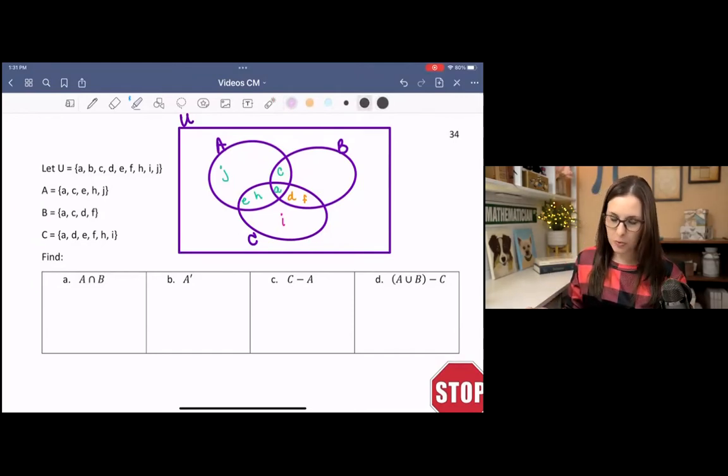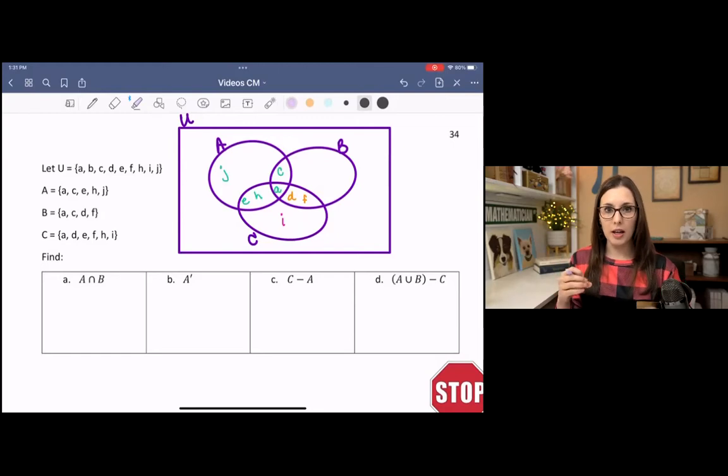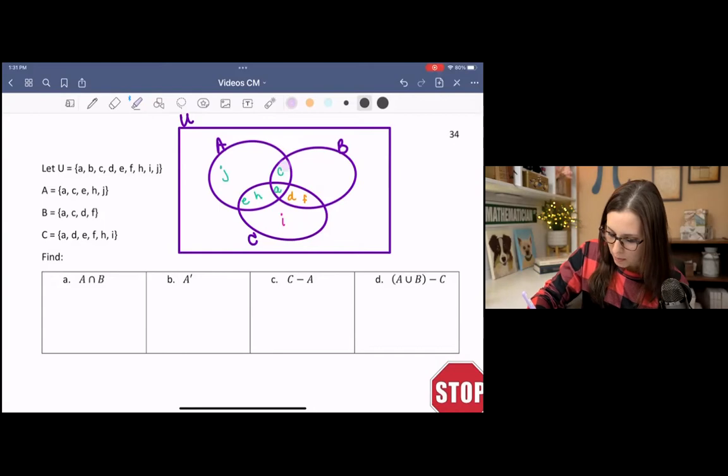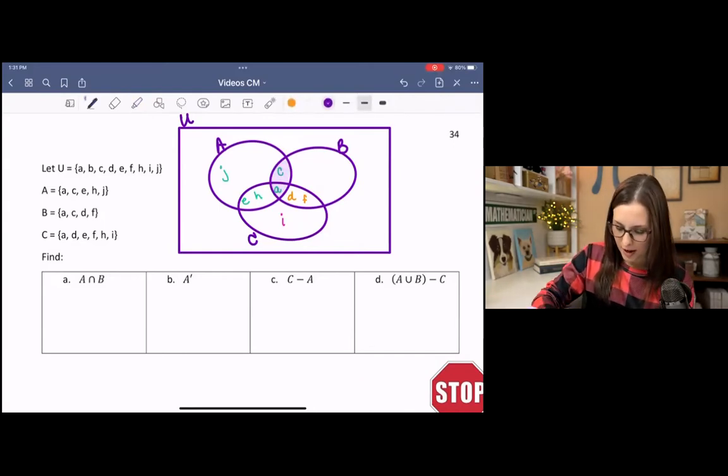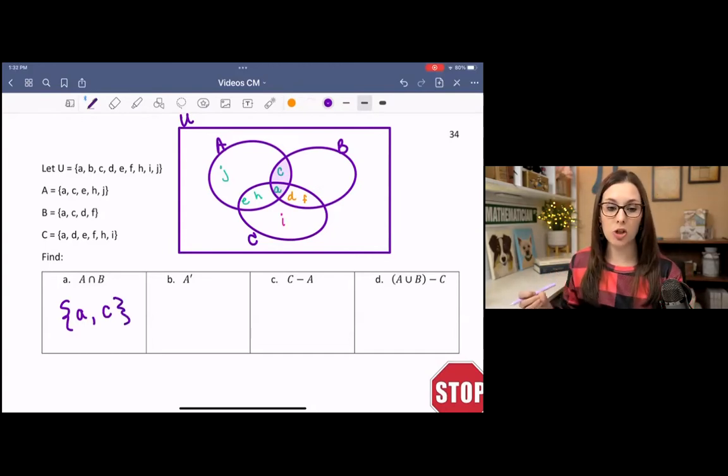So the first example says, where does A intersect B? Now you can look at your list, you can look at your sets that are listed out, and that's fine. But we can also look at the intersection of the 2 circles in our Venn diagram. The sets A and B have A, lowercase a, and lowercase c in common. So that's the intersection of the 2 circles.